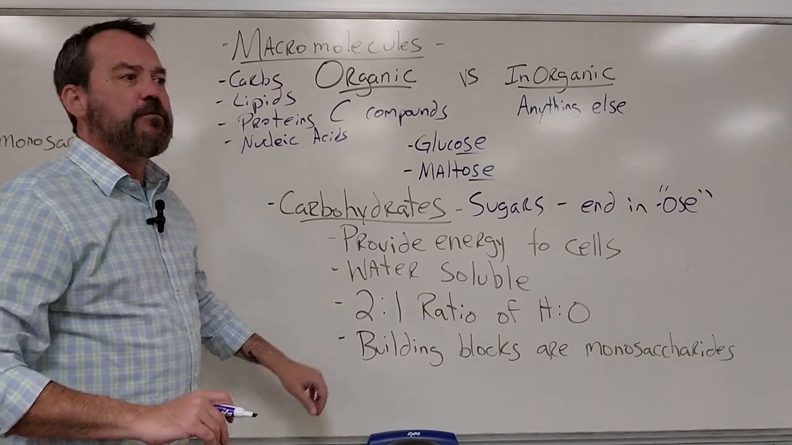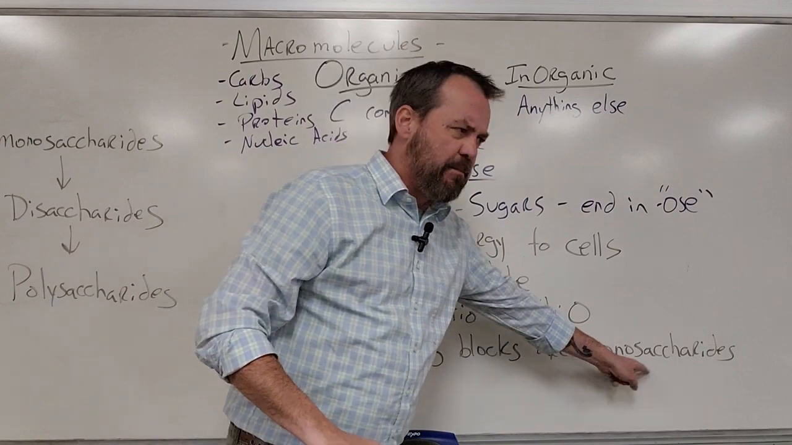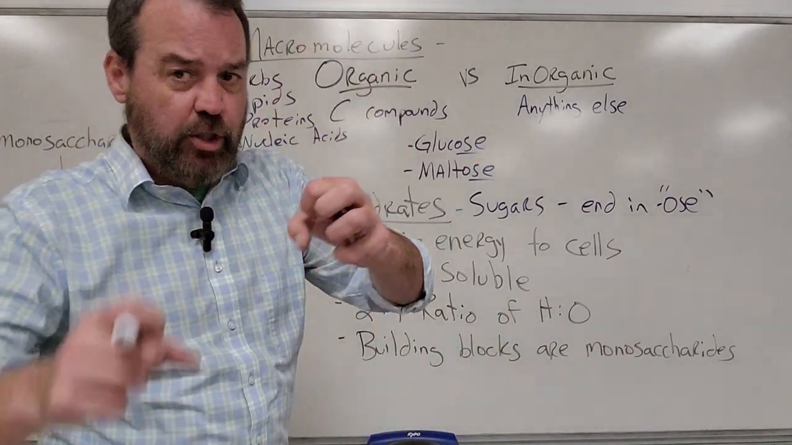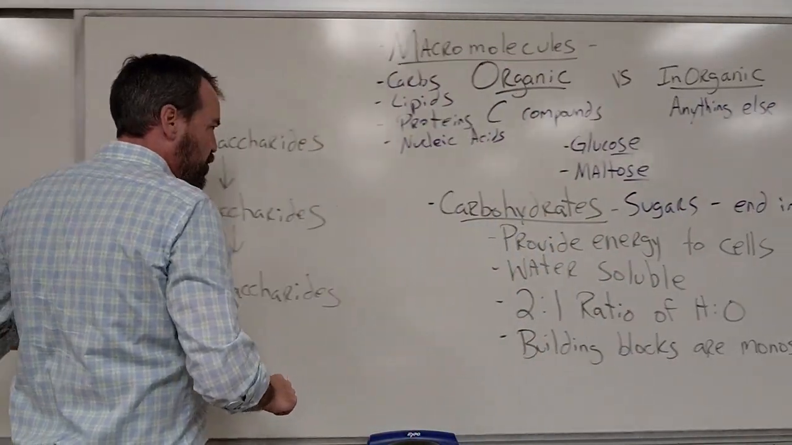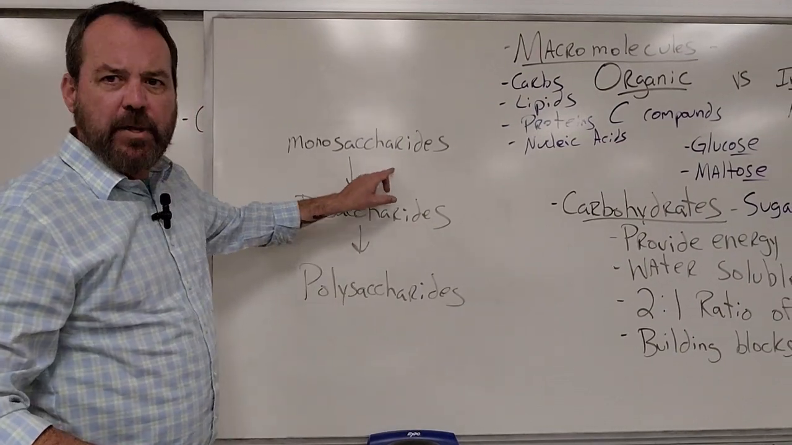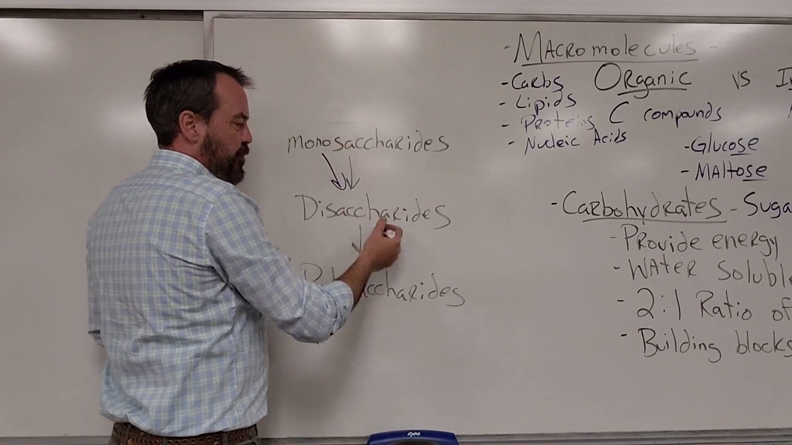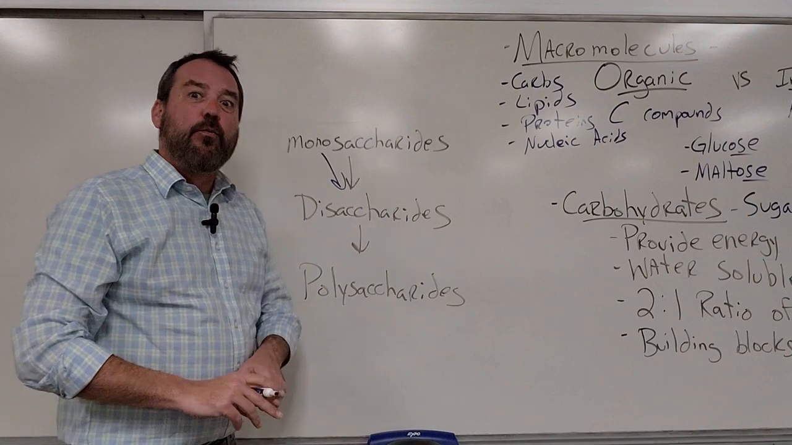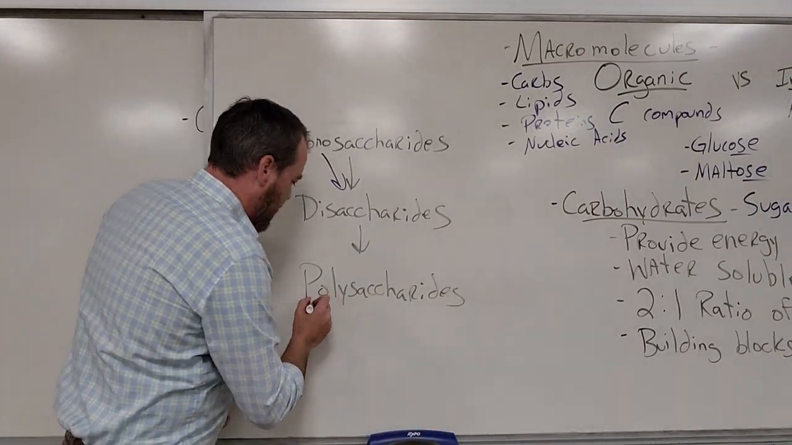The building block for carbohydrates are monosaccharides. So mono just means one, saccharide means sugar. So this is single sugars. That is the building block. We're going to take these single sugars and we're going to build more complicated things as we go. So we start off with our monosaccharides as our building blocks. If we pair a couple monosaccharides together, let's say we do 2, now we call it a disaccharide. That just means 2. So now we got 2 sugars. We put a bunch of these monosaccharides together, and that makes a polysaccharide.